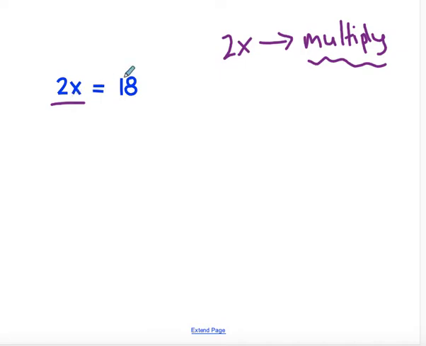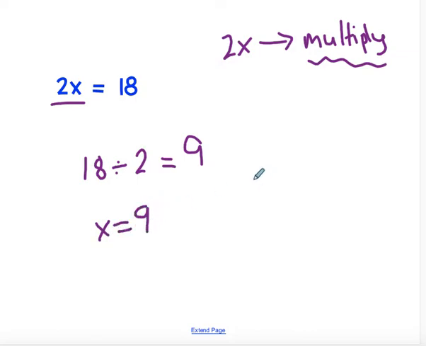And again, if you know this one in your head, great. But the way that we're going to solve this is we're going to take our answer, 18, and divide, the opposite of multiplication, by 2 to figure out what our answer is going to be. Well, 18 divided by 2 is 9. So here, x equals 9.